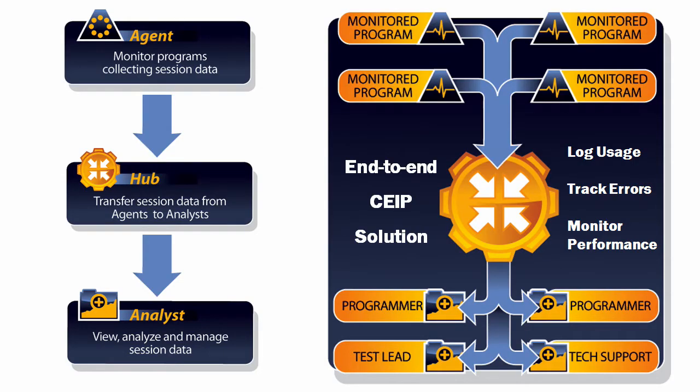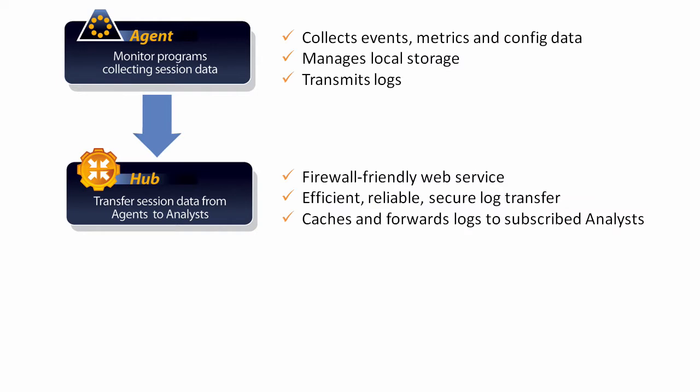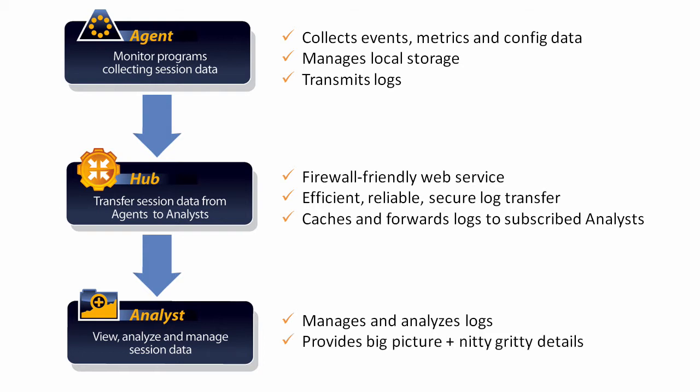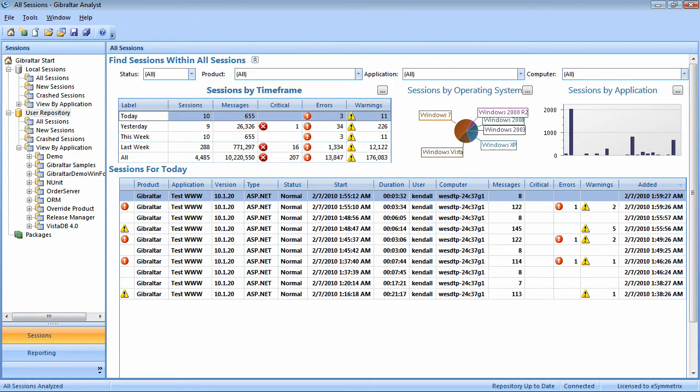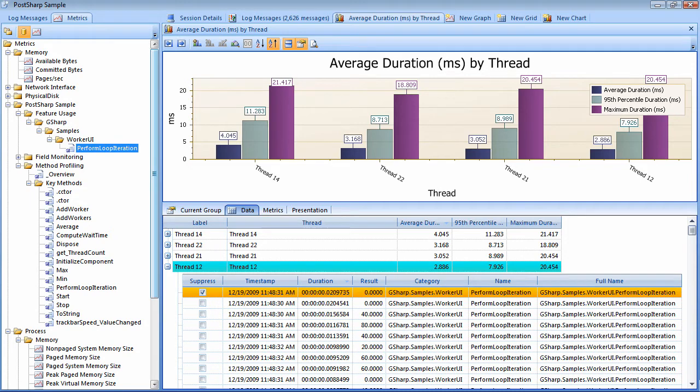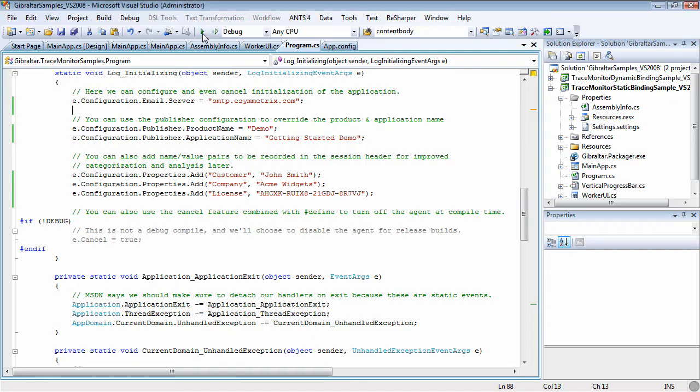Coming back to the three parts of Gibraltar, the hub is optional, so I'm going to skip over that for just a minute and first tell you about the Analyst. Gibraltar Analyst is the desktop application you use to manage and analyze Gibraltar logs. The key thing about Analyst is that it goes wide and deep. It includes tools to analyze patterns across thousands of logs, as well as the ability to drill down into the details of an individual session to quickly find the root cause of a bug, even when the session includes 1 million events.